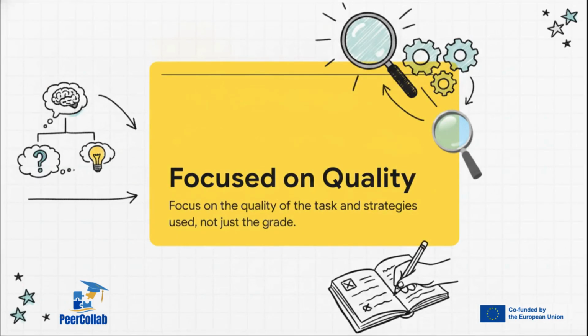And finally, the fourth pillar, feedback needs to be focused on quality. This means centering your comments on the actual quality of the task and the specific strategies the student used, rather than just fixating on the grade. It is incredibly easy to get caught up in that letter or percentage at the top of the page, right? But if we want real growth, our feedback has to address the process. Did they use a good research strategy? Was their method for solving the equation solid even if they messed up the final calculation? By focusing on the strategies, we're teaching students how to think, not just how to score points.